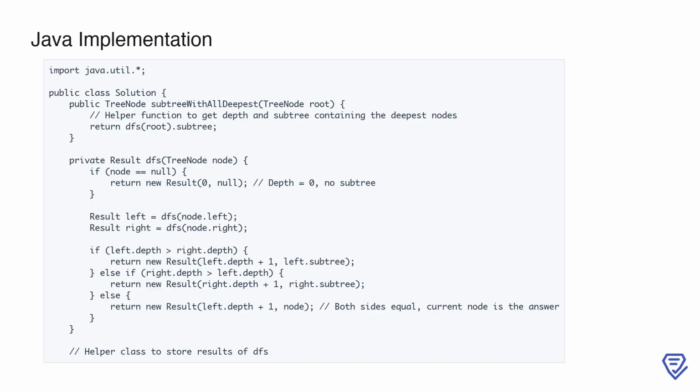Here, we begin our Java implementation of the problem by defining the main function, subtree-with-all-deepest. This function takes the root of the binary tree as input and relies on a helper method, DFS, to compute the solution. The DFS method is a recursive function designed to traverse the tree and determine both the depth of the deepest nodes and the smallest subtree that contains all of them. If the current node is null, we return a new result object with a depth of 0 and no subtree. Otherwise, we recursively call DFS on the left and right children of the current node.